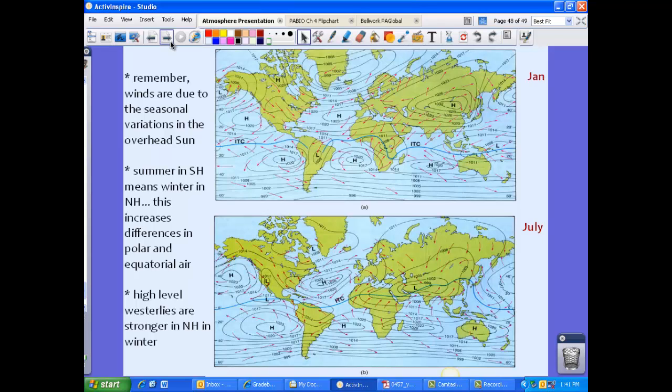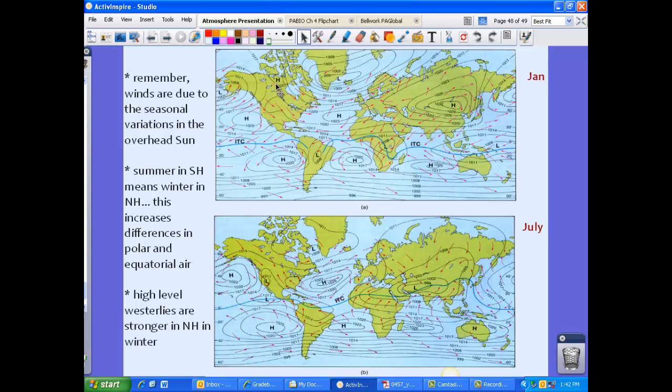Now, to wrap things up, I want you to remember that winds are due to the seasonal variations in the overhead sun. So this means that we might have different types of winds in different locations throughout the year because of the seasons, because of that insolation. Now, summer in the southern hemisphere actually means that it's winter in the northern hemisphere, and that's because of our tilt. This will increase the differences in polar and equatorial air. So it might have warmer air, cooler air, depending upon where that tilt is going.